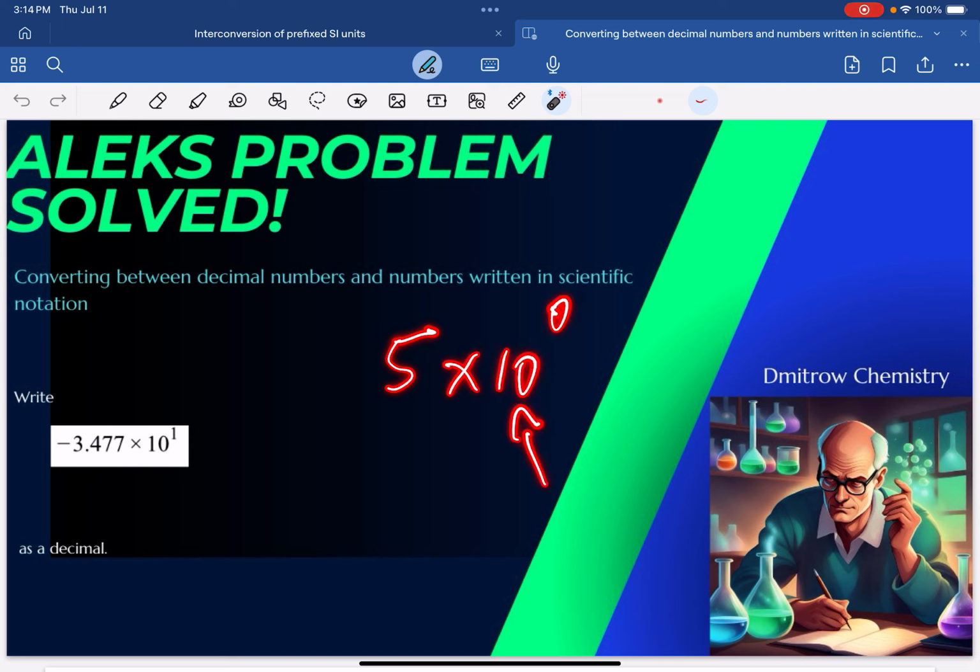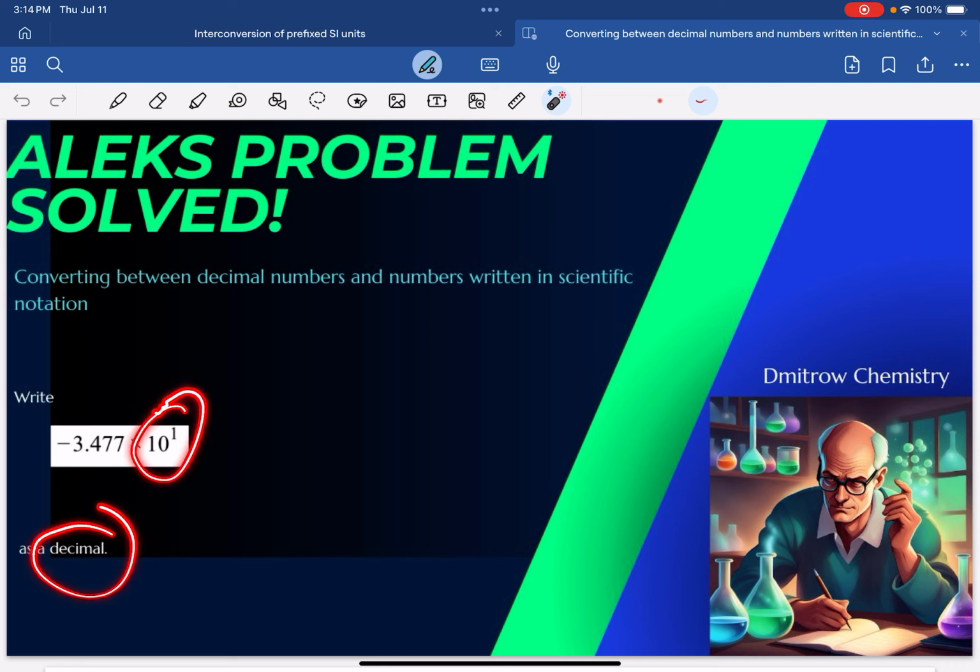10 to the 0 is the same as 1, right? So 5 times 10 to the 0 is the same as 5 times 1, and that is the same as 5. So there's no need to be saying 5 times 10 to the 0, 100 times 10 to the 0. The times 10 to the 0 is superfluous or not necessary. But in this case right here, they want us to get to decimal numbers and scientific notation. So what we want is to get rid of the exponent and have it just be a decimal.